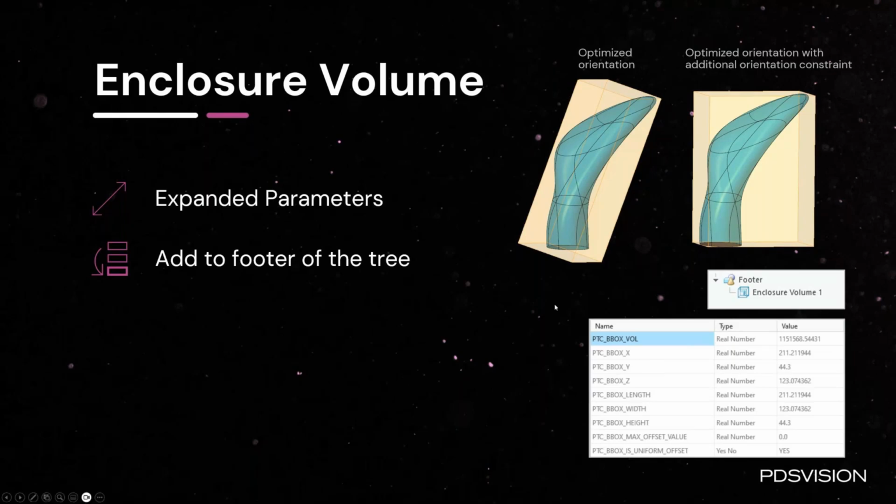And one of the things that it couldn't do, it was a feature in the model tree. You can now add this feature to the footer of the model tree. Therefore, it's always up to date. If you make modifications to your design, the enclosure volume is going to be updated as well. And I will show some more of that.